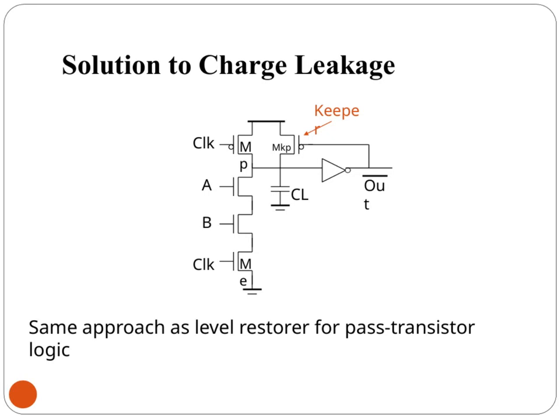The main idea is to use a keeper to maintain the stored charge and prevent it from dissipating over time. This approach is similar to the level restorer technique used in pass transistor logic. By implementing a keeper transistor, identified here as MKP, we can effectively counteract leakage currents, ensuring the node labeled out retains its value. The keeper works alongside other transistors, such as Mi and MP, to stabilize the output signal, while clock signals, CLK, control the timing of these actions. Overall, this method significantly improves the reliability of charge storage by maintaining signal integrity despite leakage paths.